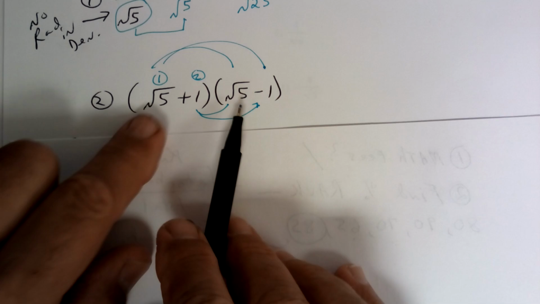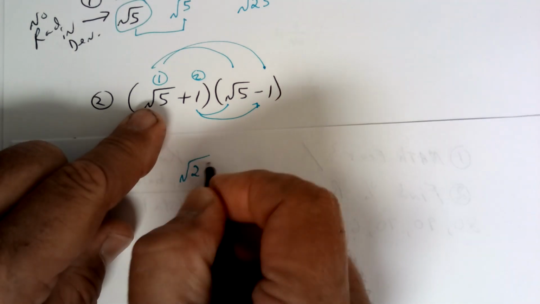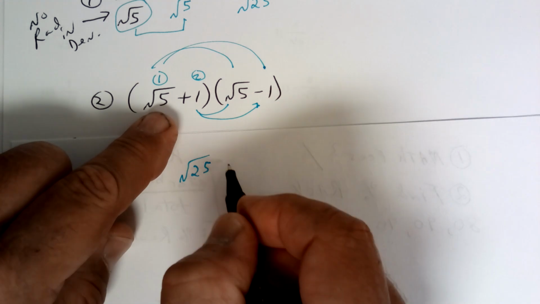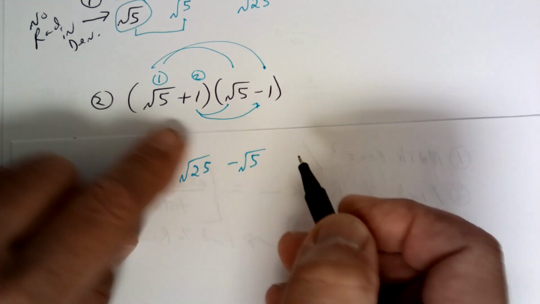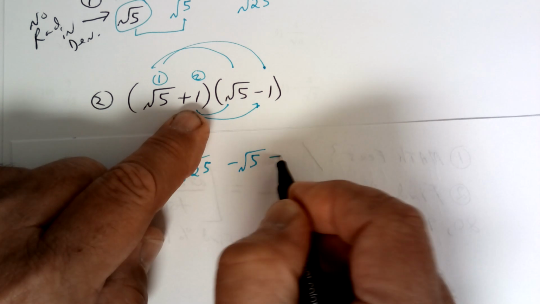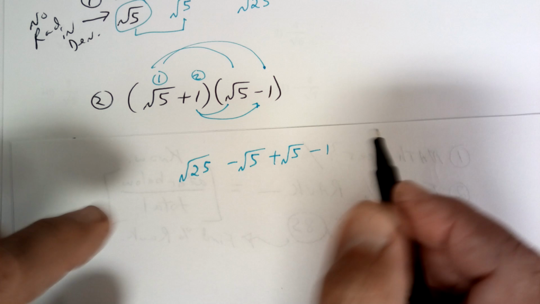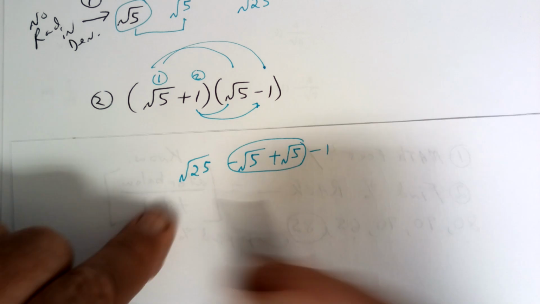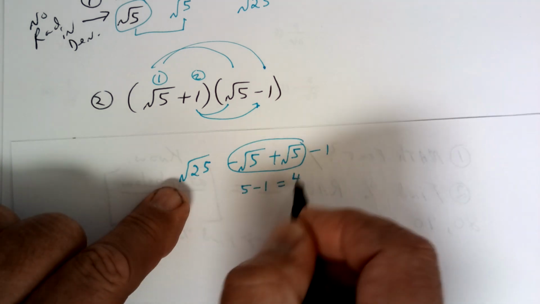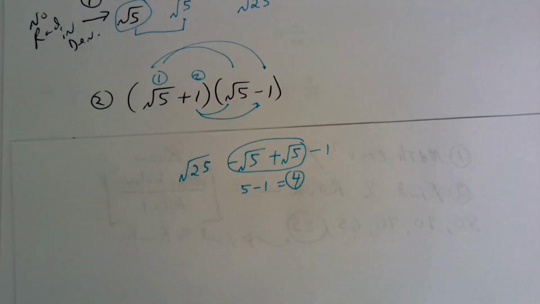Square root of 5 times the square root of 5 is the square root of 25. Square root of 5 times negative 1 is a negative square root of 5. Switch to the next number. 1 times the square root of 5 is a plus square root of 5. And 1 times a negative 1 is a negative 1. These cancel. Square root of 25 is 5, and 5 minus 1 is 4. And that's how you do FOIL. Make sure you understand that. I want to see some arrows on your work today.